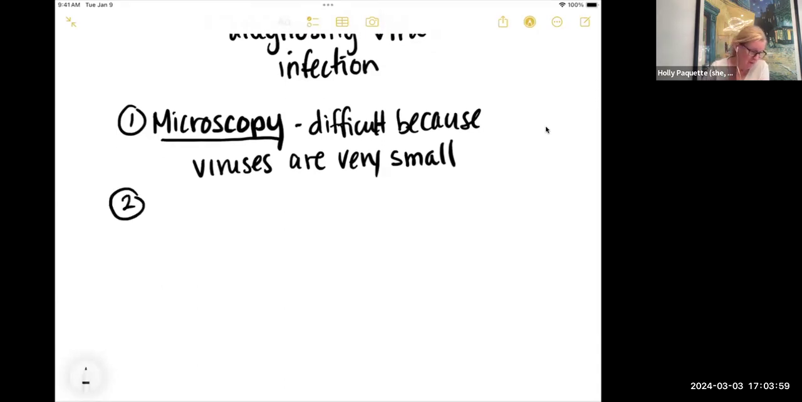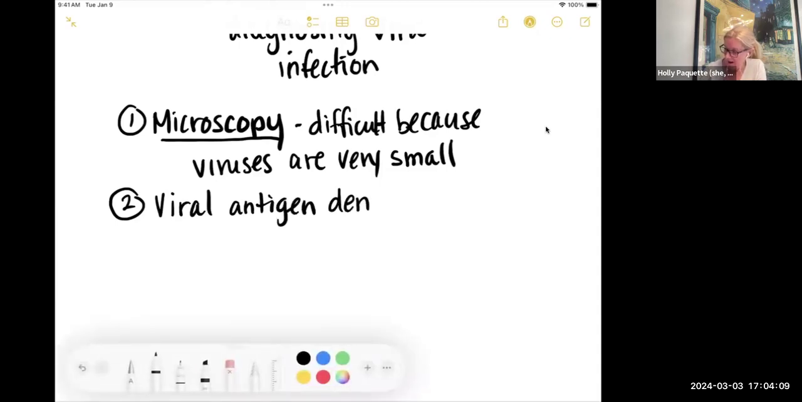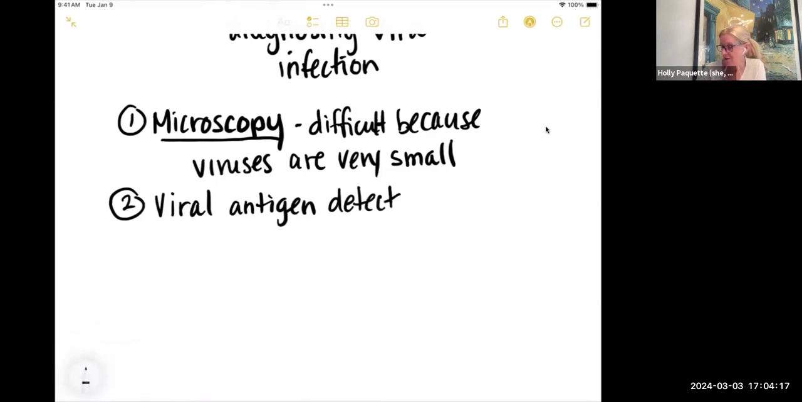The second way that we might look at this is viral antigen detection. If you remember when we talked about what an antigen is, that's anything that a virus might have that the body responds to with the immune response. Basically, it's something about the virus that looks foreign and our body wants to respond to it. So when we think of viral antigen detection, we're looking for something likely a spike protein or a protein on the nucleocapsid that would let us know that that virus is present.